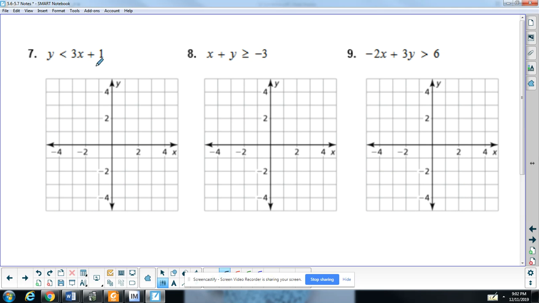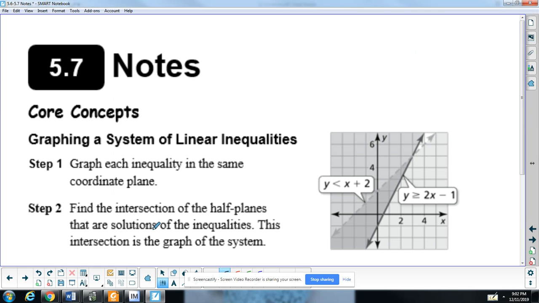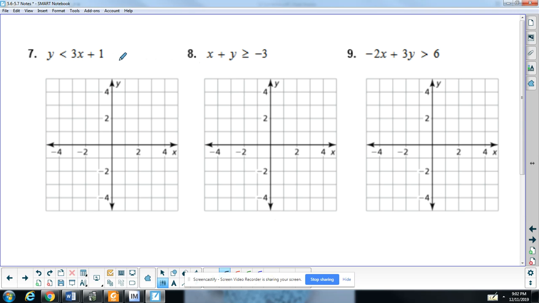Okay, number 7, again, it's in slope-intercept form for us. So all we have to do is identify our slope and y-intercept first. Our slope, our m, is what's attached to the x. So attached to our x is our 3. Again, slope is rise over run, so I need this to be over 1. Since 3 is a whole number, I make it a fraction by putting it over 1. Then b, our y-intercept, is the number not attached to x, so 1.